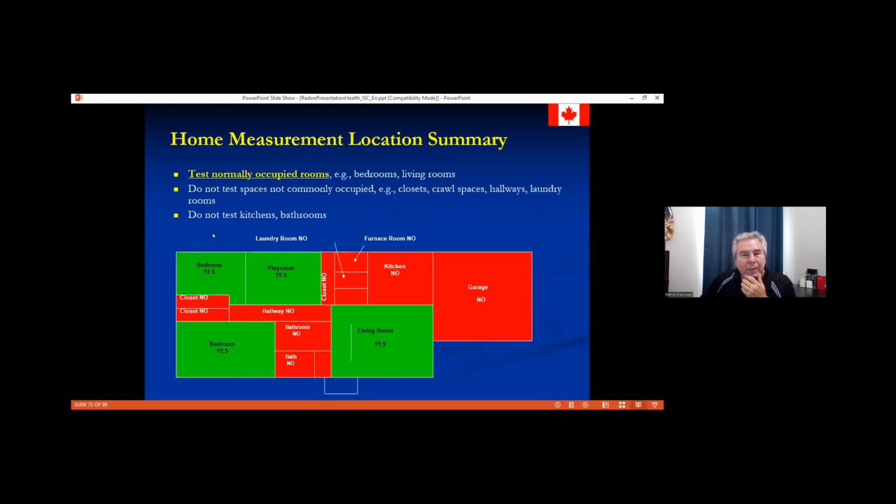So here we have a little plan. We could see good locations, bad locations. So again, bedroom, yes; playroom, yes; closet, no; laundry room, no; furnace room, no; kitchen, no; garage, no; living room, yes; bathroom, no; bath, no; hallway, no; bedroom, yes. So this is very visual for good locations and not so good locations.